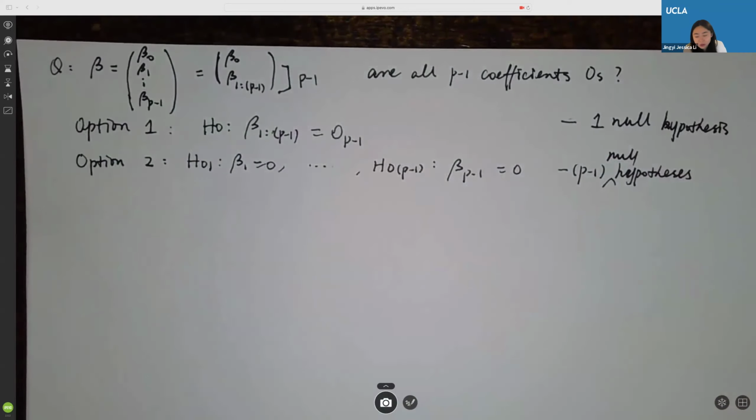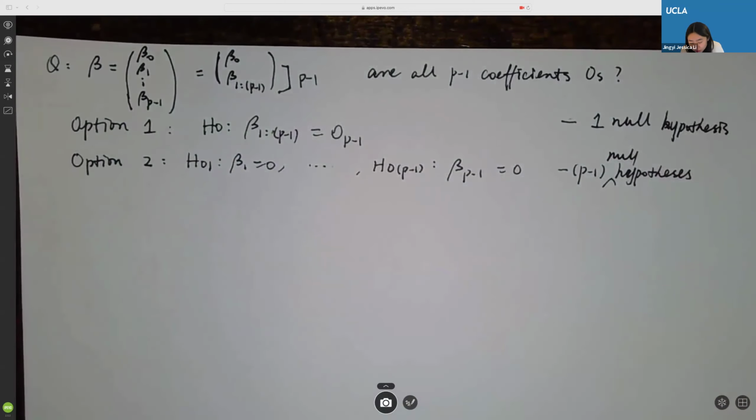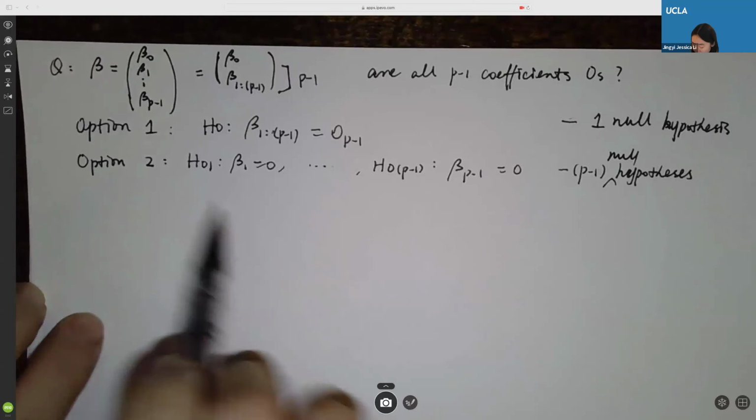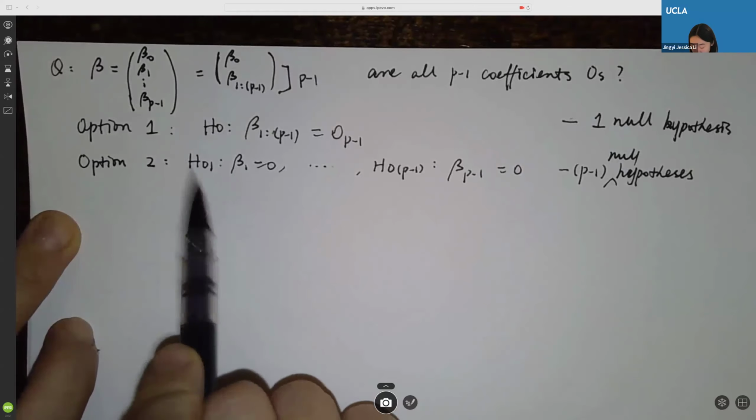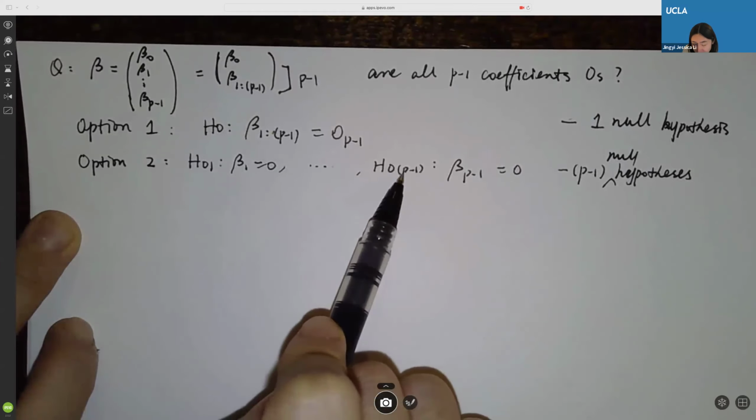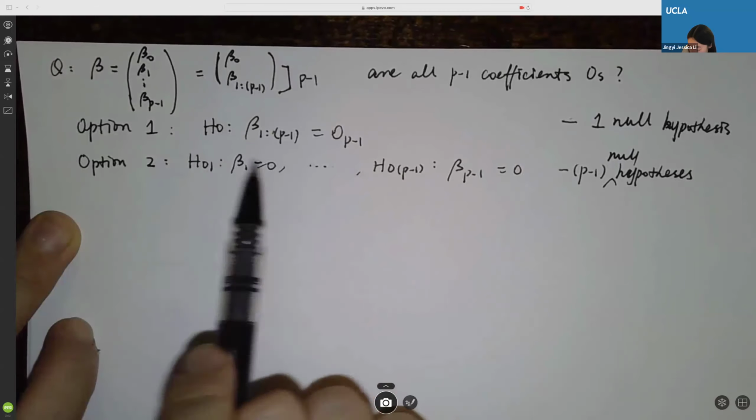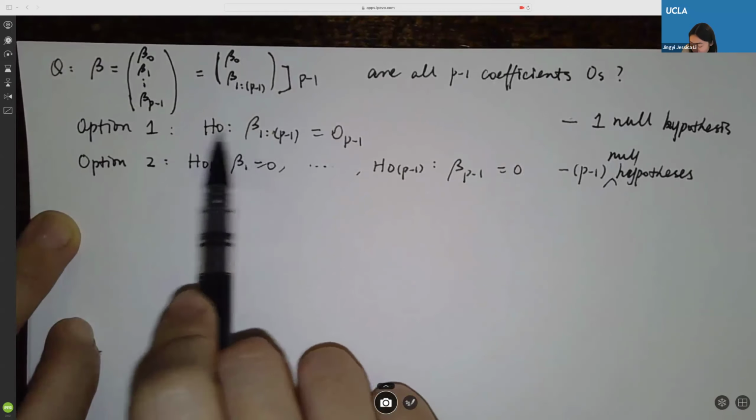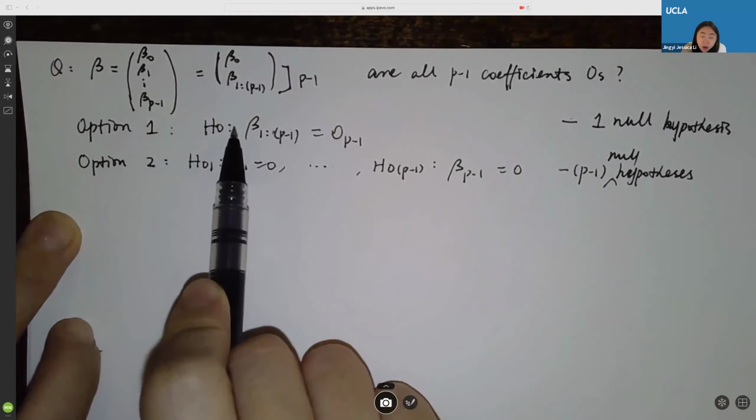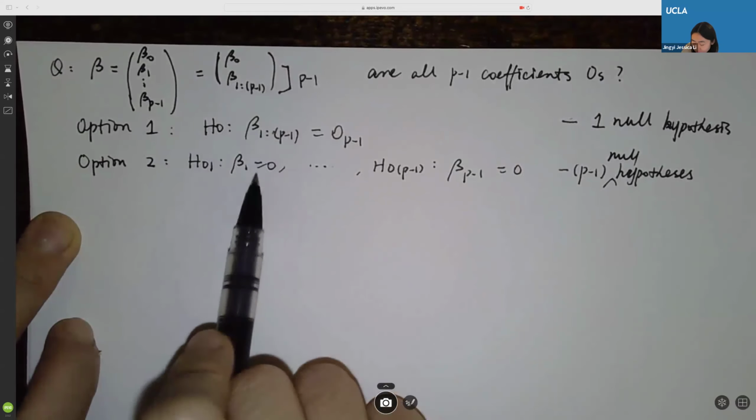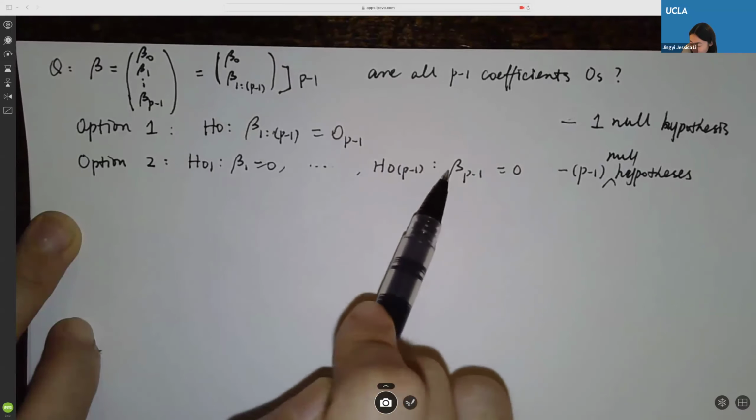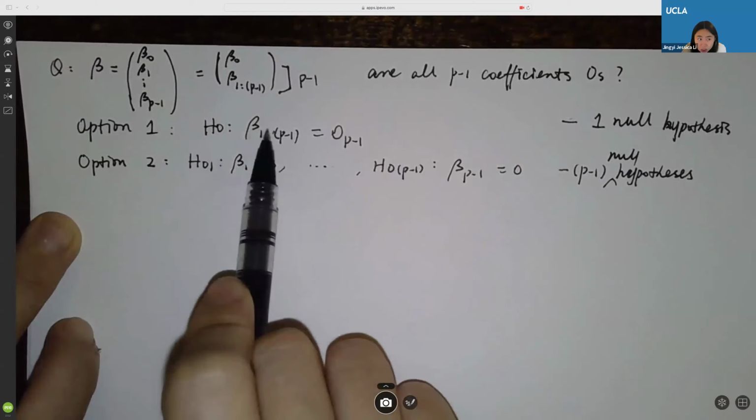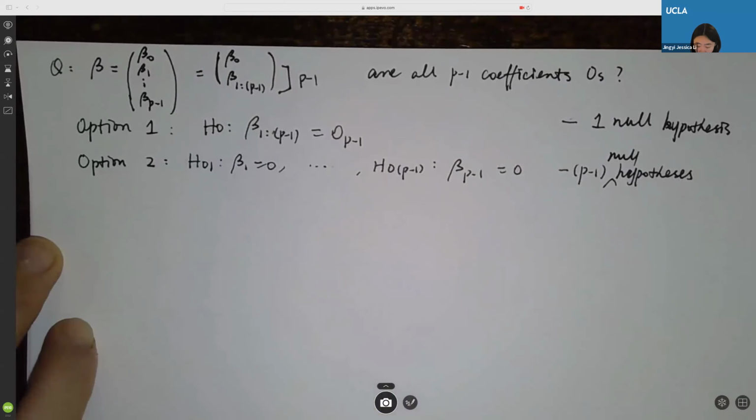And you may wonder which approach is more advantageous, because if I use option 2, and my decision is to reject any of these null hypotheses, then it should be equivalent to rejecting option 1's null hypothesis, right? Because their equivalence is that only when these p minus 1 null hypotheses hold simultaneously should option 1's null hold. Then which one is more advantageous?